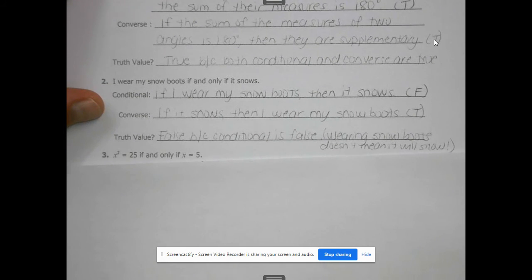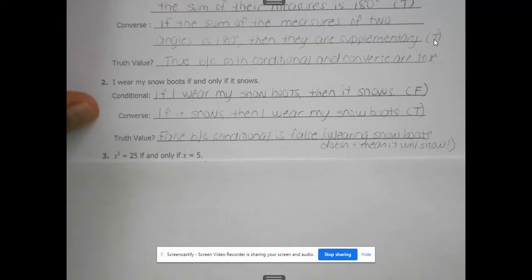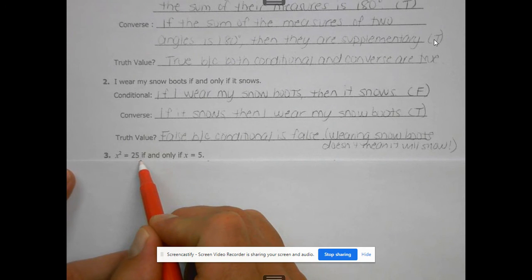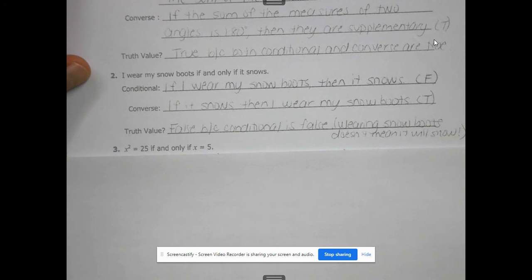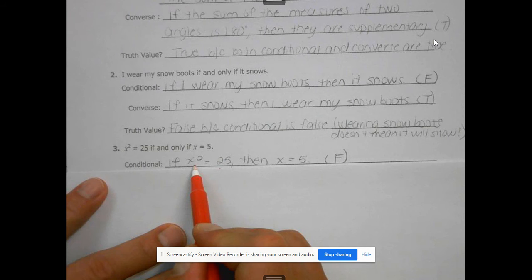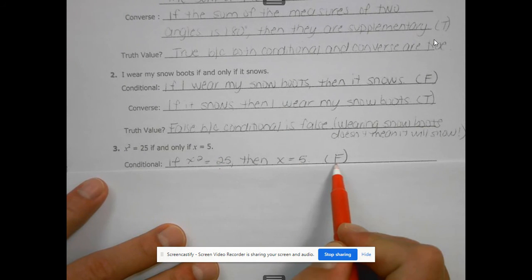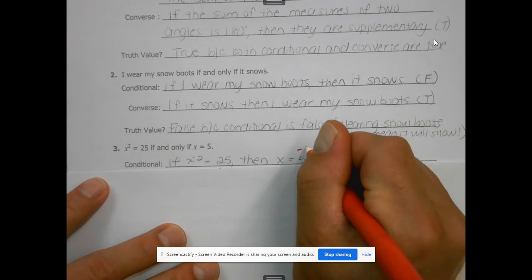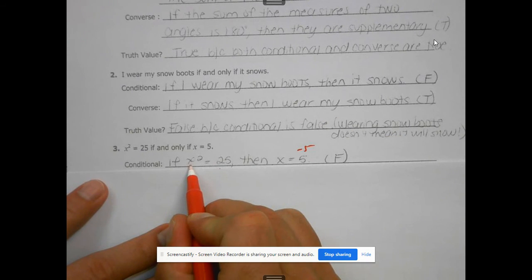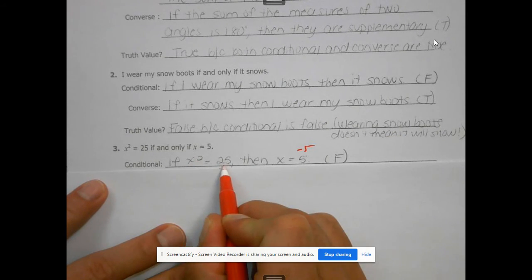Number 3. x squared equals 25 if and only if x equals 5. I see a problem with this one. Conditional. If x squared equals 25, then x equals 5. False. x could also be negative 5. If I take negative 5 and square it, I still get 25.